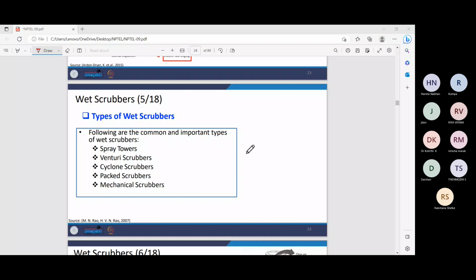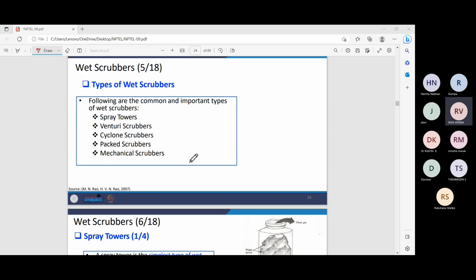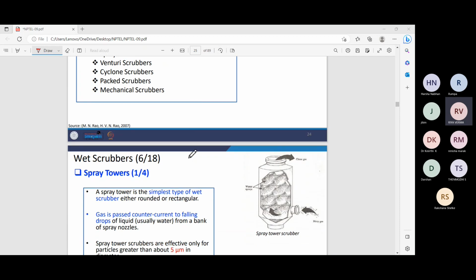As far as types of wet scrubbers are considered, we have spray towers, venturi scrubbers, cyclone scrubbers, and then packed scrubbers and mechanical scrubbers. First up, your spray towers: basically it is a very simple type of wet scrubber. It is either a round or a rectangular chamber.